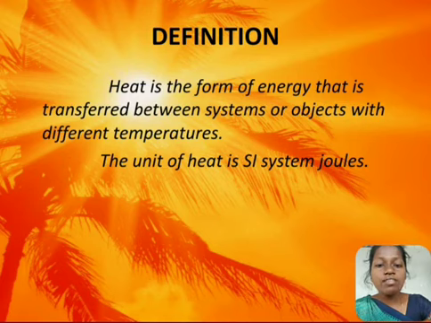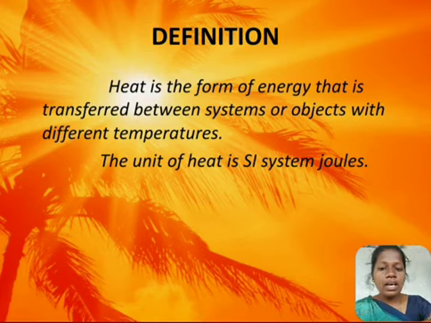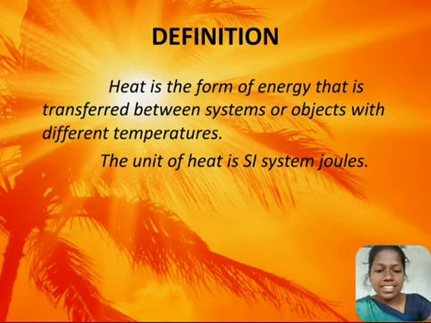Definition: heat is a form of energy that is transferred between systems or objects with different temperatures. For example, between two different temperatures, the heat energy flows. The unit of heat in the SI system is joule.